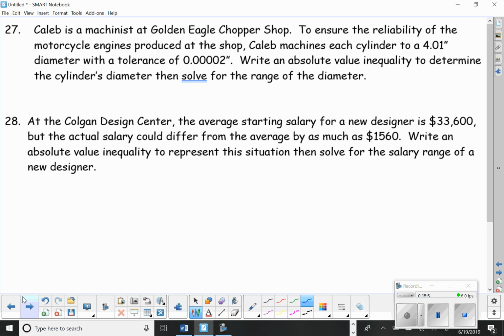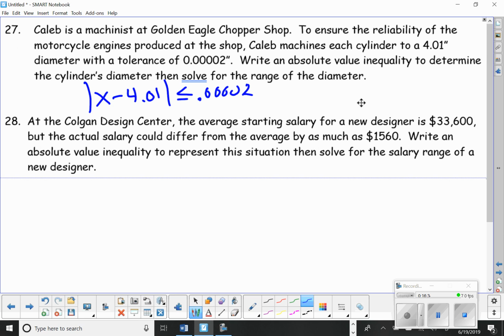Now we've got 27 and 28. Caleb is a machinist at Golden Eagle Chopper Shop. To ensure the reliability of the motorcycle engines produced at the shop, Caleb machines each cylinder to 4.01 inches diameter with a tolerance of 0.00002 inches. Write an absolute value inequality to determine the cylinder's diameter, then solve for the range. Well, he's going to bore it out, subtract off the 4.01, and this has got to be less than or equal to 0.00002.